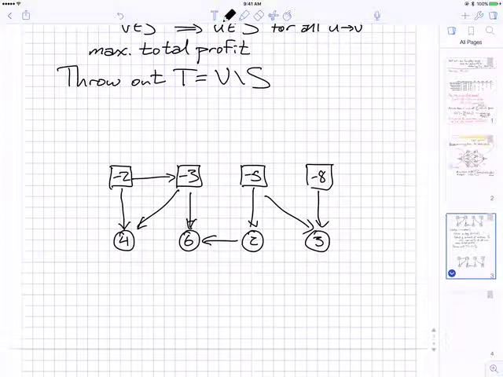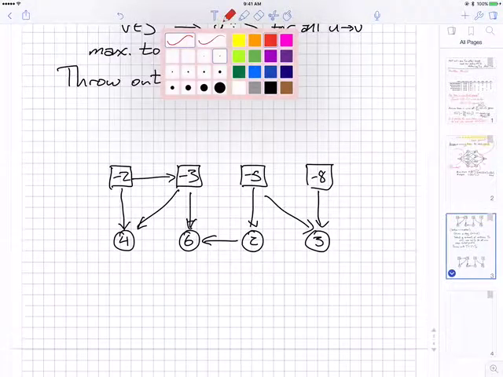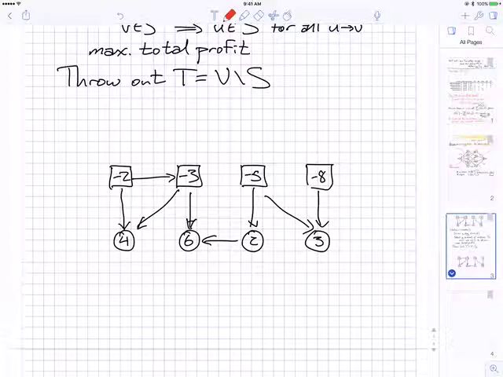So I'm just going to add a source and a target. And because I want to select jobs that pay me money and throw out jobs that don't pay me money, I'm going to put S down here on the profitable side and T up here on the expensive side. Now, in general, this particular graph has a nice property that the profitable vertices and the costly vertices line up nicely in these two rows, and all the edges go down. That's not going to be true in general. There are much more complicated graphs where the solution I'm going to describe will work.